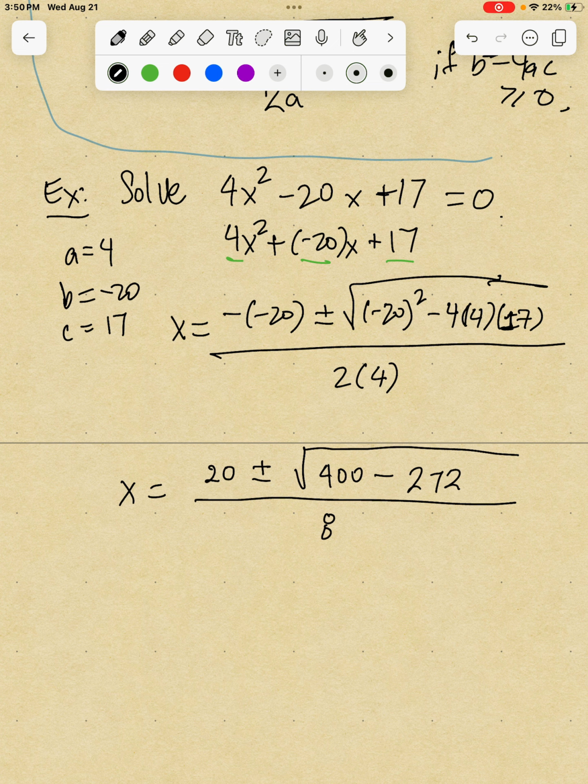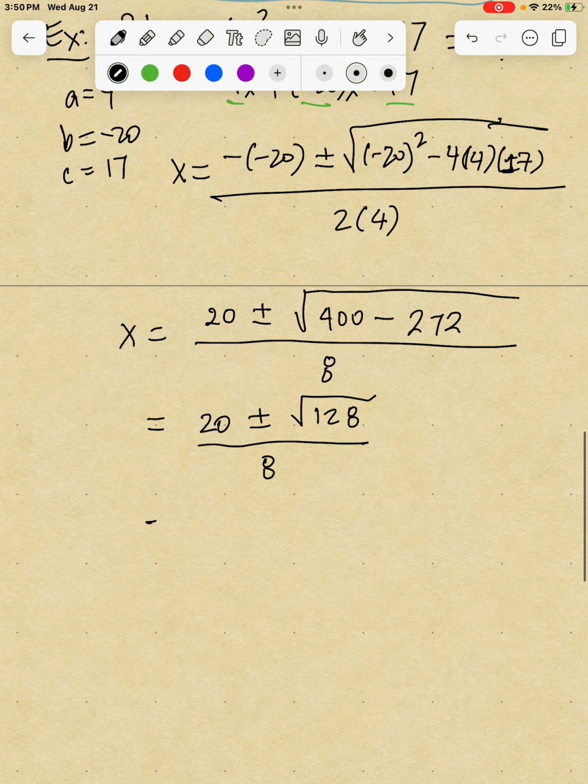Now I'm ready to simplify this more. 400 minus 272 is 128. Okay, all over 8. And I can simplify this more by pulling squares out of the radical. So let's see, I think the biggest square I can pull out is 64, right? Because 128 is 64 times 2. So if I pull out a 64 from the square root, I'm going to get 8 times the square root of 2, all over 8.